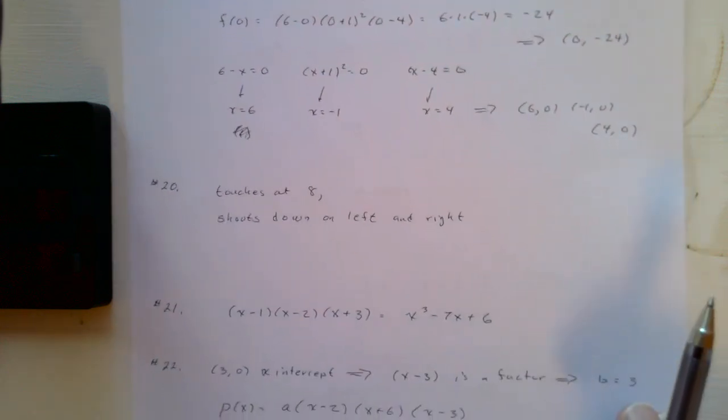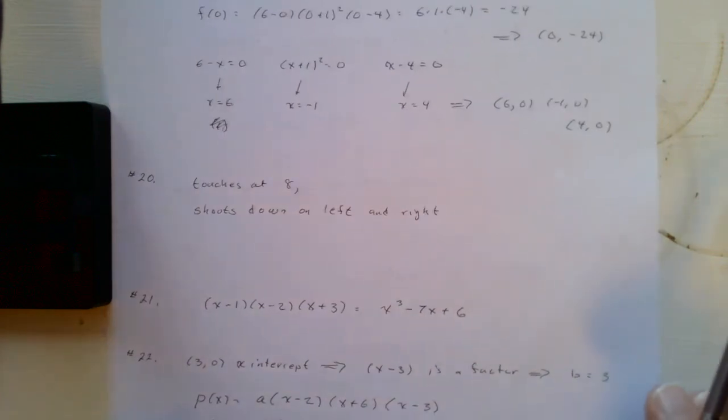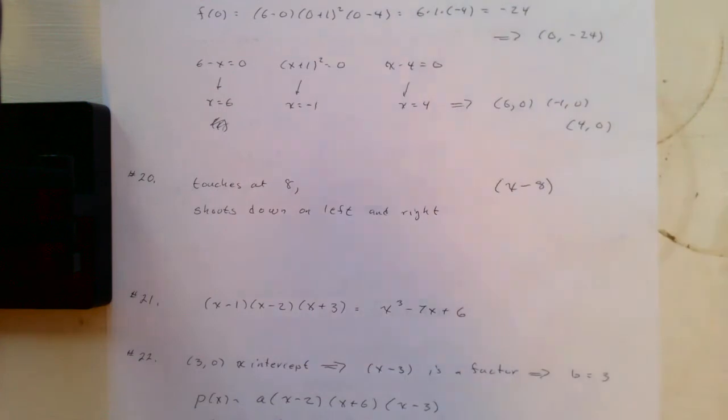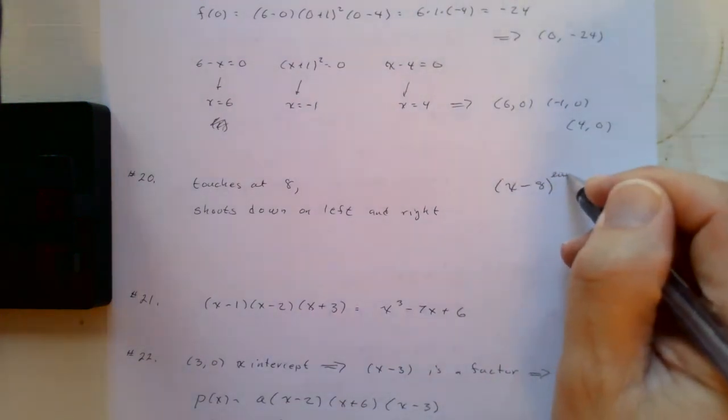For number 20, you were trying to find a polynomial function whose graph touches at 8. And so that means that x minus 8 is going to be a factor. And because it's touching, the multiplicity is going to be even.